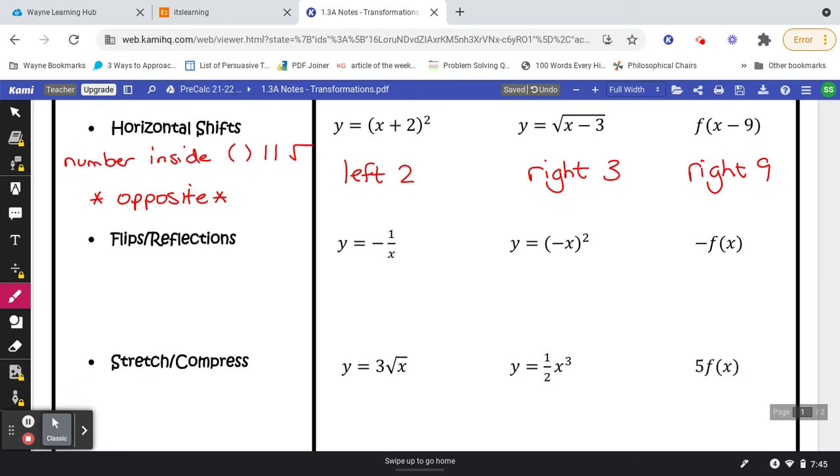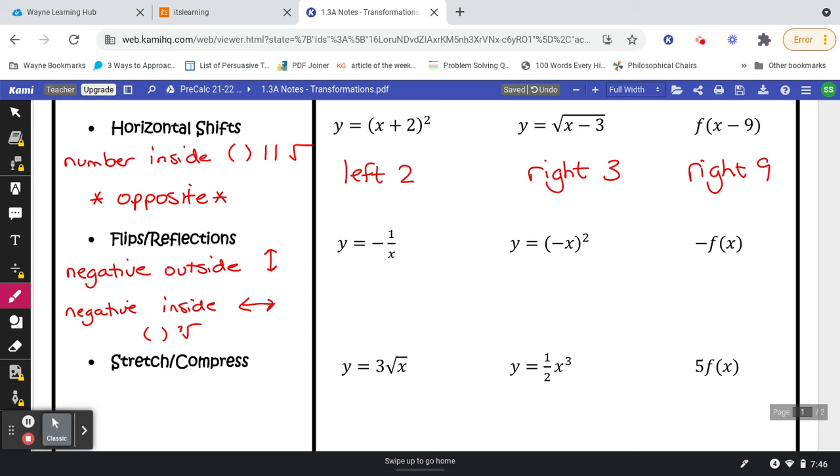Then we have our flips and reflections. So this always has to do with negatives. If the negative is on the outside or in front, it's going to flip it up down. If the negative is on the inside, again, that could be parentheses, that could be a cube root, whatever, inside something, that's going to flip it from right to left.